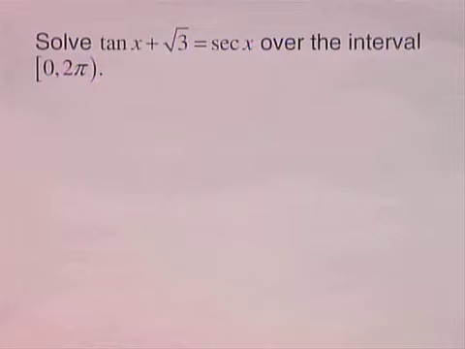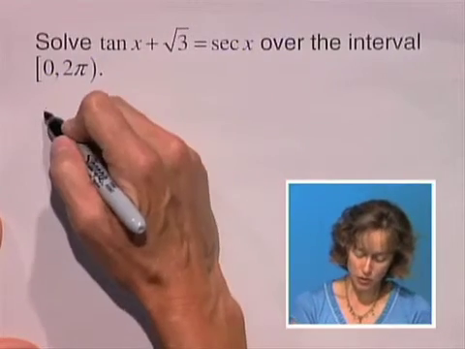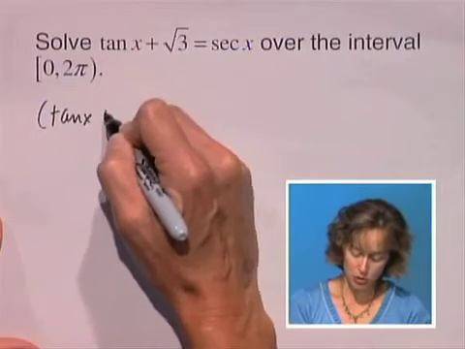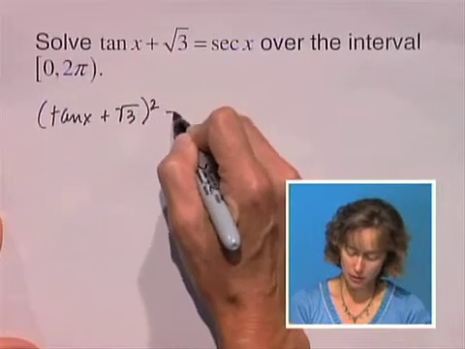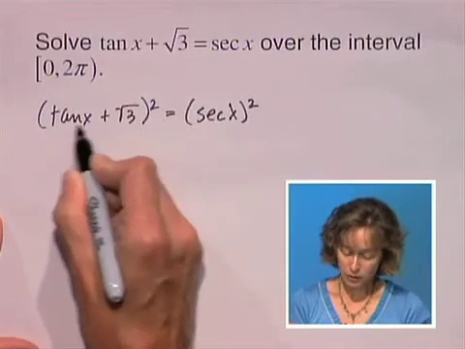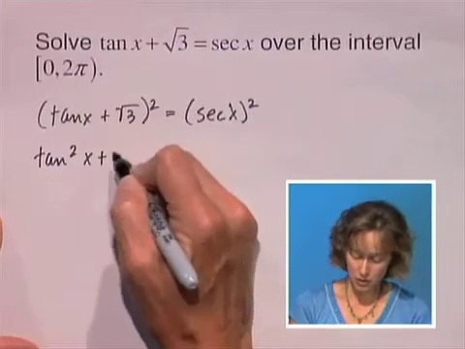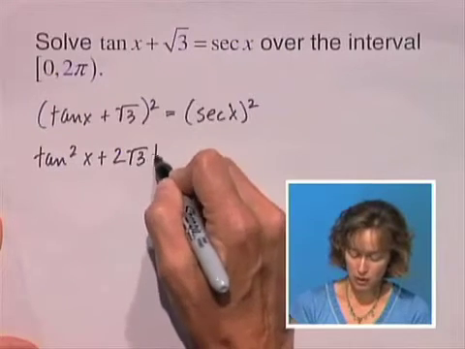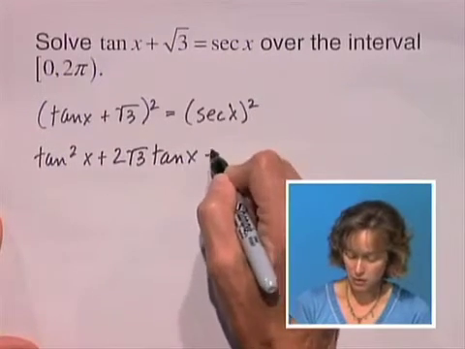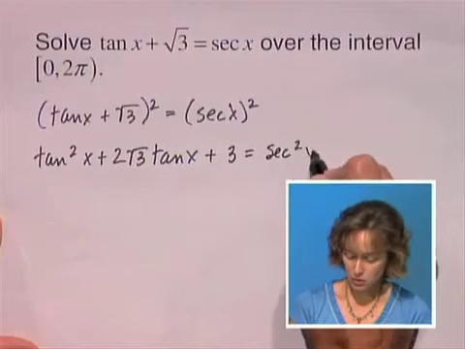Let's solve a trig equation. We want to solve tan x plus the square root of 3 equals secant x over the interval 0 to 2 pi. Now, for this particular equation, as a first step, I'm going to square each side of the equation. If I square the left-hand side, multiplying things out, I'll end up with tan squared of x plus 2 times the square root of 3 times tan x plus the square root of 3 squared, which is 3. And on the right-hand side, I have secant squared of x.